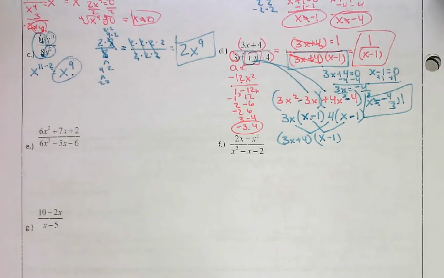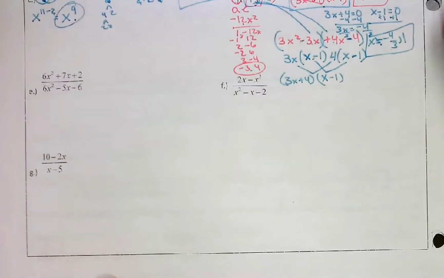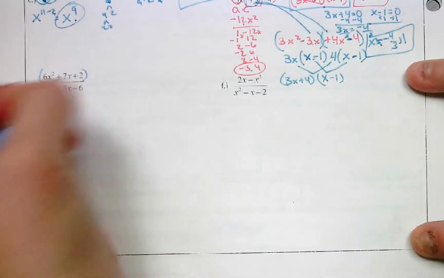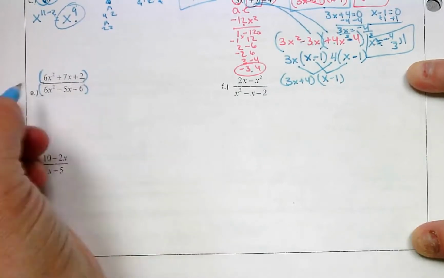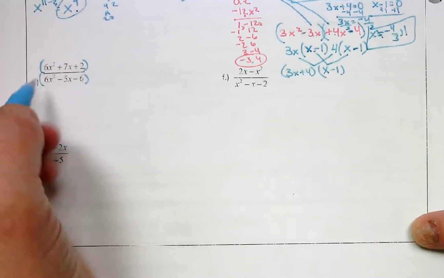So 6x squared plus 7x plus 2. The very first thing I'm going to do is put parentheses around them. Okay, this is a trinomial. I can't just start crossing stuff out willy-nilly. This is a trinomial. So let's go ahead and factor this.